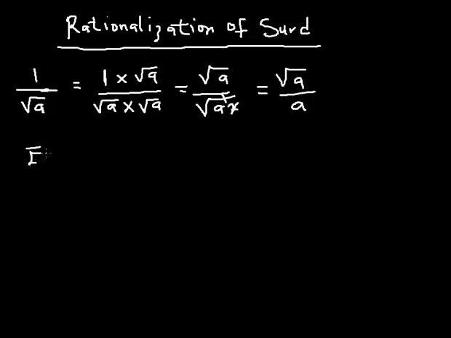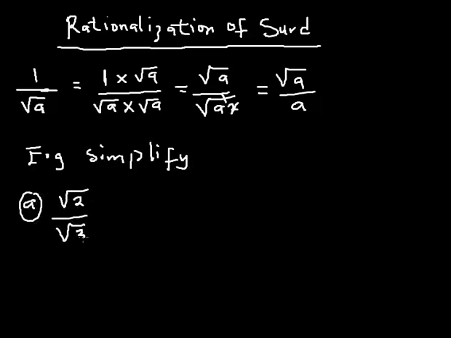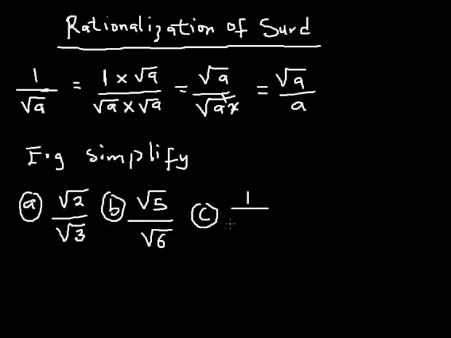So let's look at an example. Simplify the following: a, root 3 root 2 all over root 3; b, root 5 divided by root 6; c, 1 all over 2 root 2; d, root 6 divided by 2 root 3. Alright, let's go.